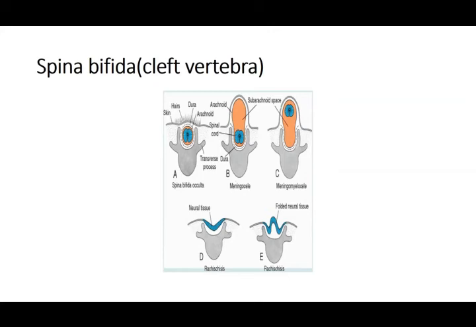Spina bifida occulta, meningocele, meningomyelocele. Then you can have again something which is rachischisis. That is, there is no neural fold or neural tube, and there is no formation of the spinal cord. So the neural tube is open, it's not formed, it's not closed, and then there is a small amount of neural tissue which is there. So this condition is called rachischisis.